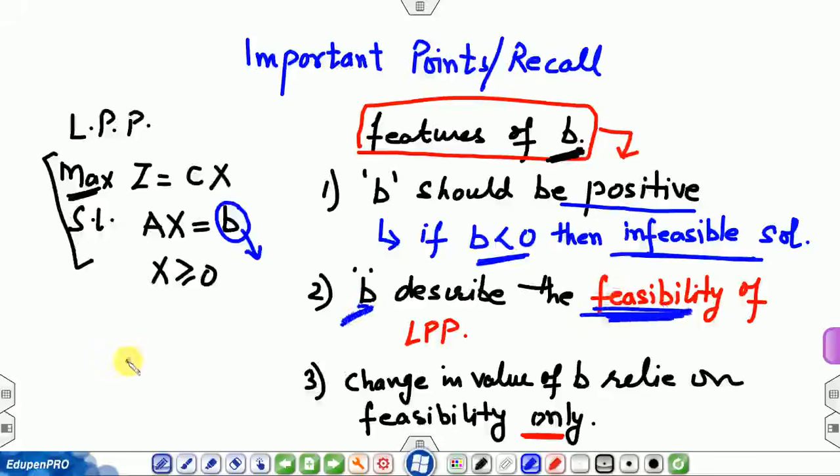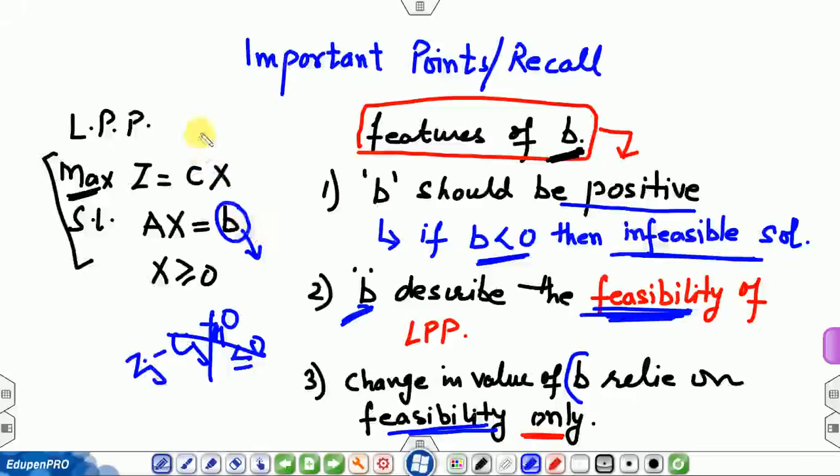Remember, when we are talking about the optimality, we are talking about the Zj minus Cj, whether it's greater than or equal to 0 for the maximization problem and less than or equal to 0 for the minimization problem. But here this B represents only the feasibility conditions, and the change in the value of B relies on the feasibility conditions only. So we are not talking about the optimality conditions. Remember, whenever we are talking about the change in the right hand side B, we are talking about the feasibility. We are not focused on the optimality condition.